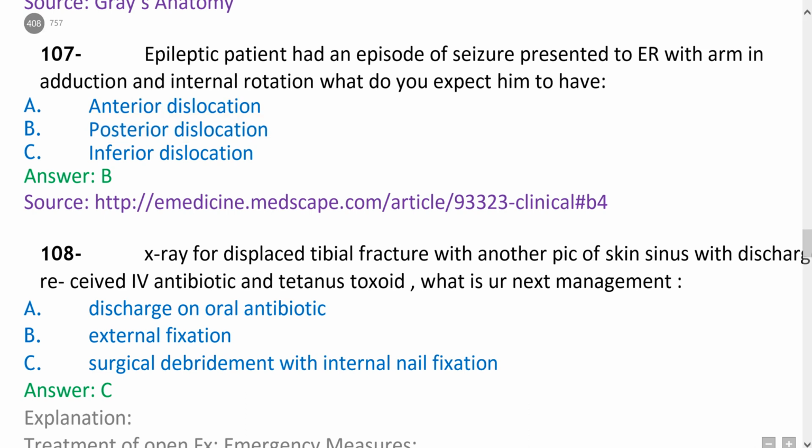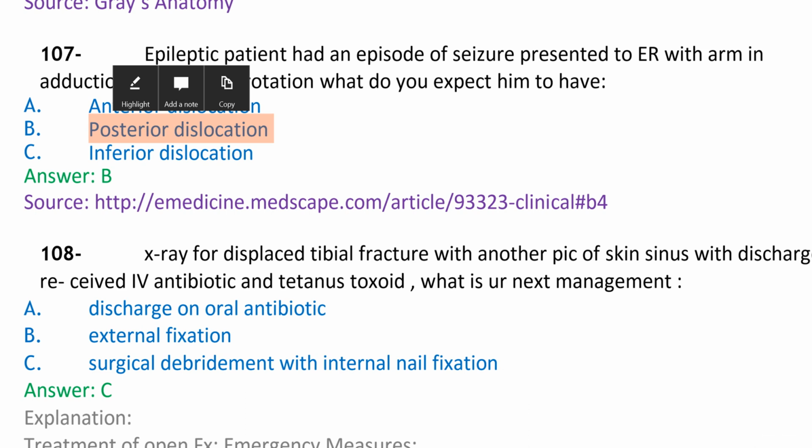So, if the patient has the opposite, it's going to be anterior dislocation. So you just memorize posterior dislocation. If you see another picture, like the arm is abducted away or externally rotated, then you know that it is not a posterior dislocation. It must be anterior, right?